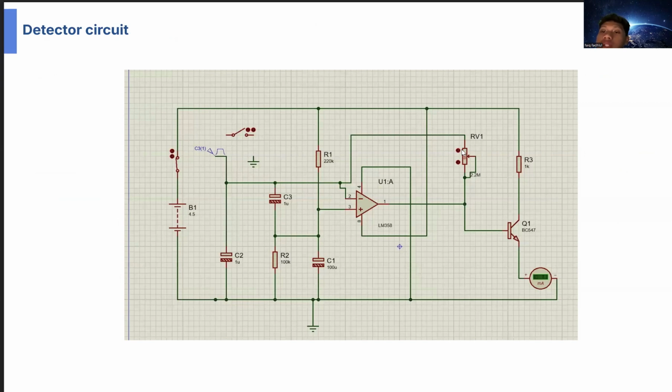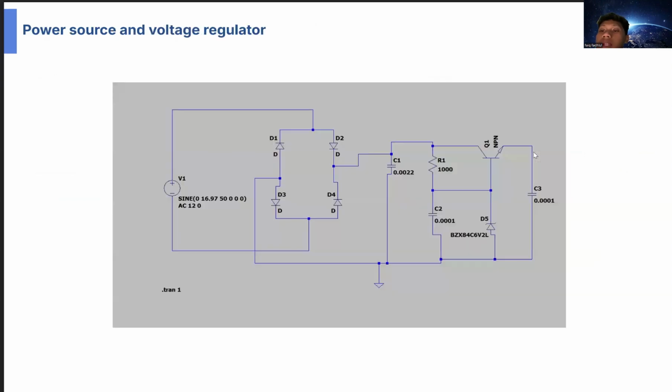Next is circuit design. This slide shows the complete detector circuit and the power supply circuit. The detector section includes the antenna, comparator, transistor driver, LED, and buzzer. The power supply section converts the AC source into stable DC voltage for the circuit operation.